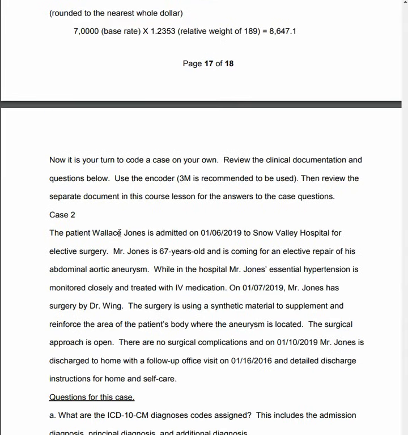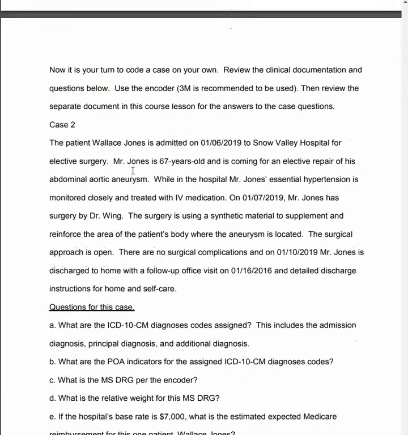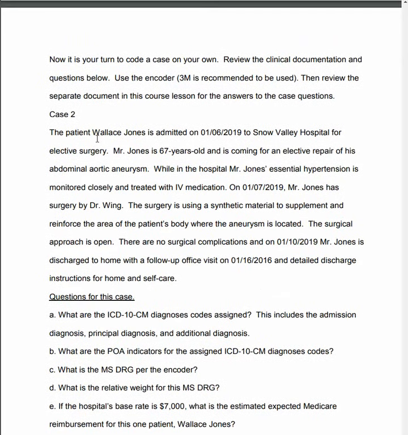And then as noted, it's now your turn to move on and code a case on your own, which in this case is case 2. It's a patient named Wallace Jones. He's admitted on 1/6/2019, so remember to put the correct day and year. And he ends up being discharged on 1/10.